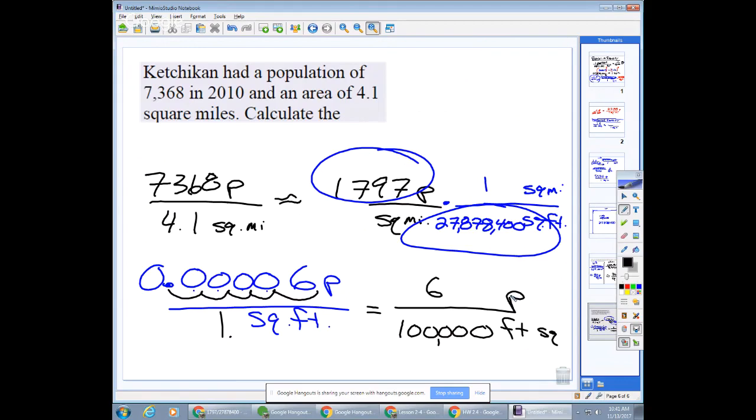Doesn't seem so bad. 1,700 people packed into a square mile. Does that sound like it's pretty crowded at first glance? Compared to Ketchikan, not Ketchikan, what's the other one? Anchorage. Compared to Anchorage, it sounds pretty crowded. But when we break it down into square feet, 100,000 square feet, is that bigger than a 100 by 100 square lot? Yeah, that's a pretty big square lot, 6 people in each one of those. It's not too bad.